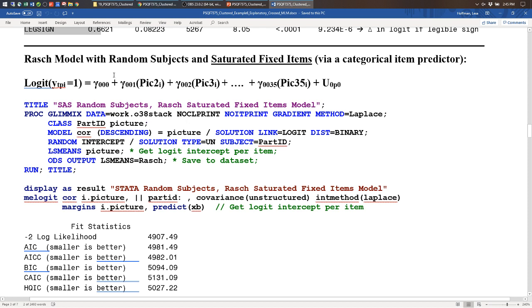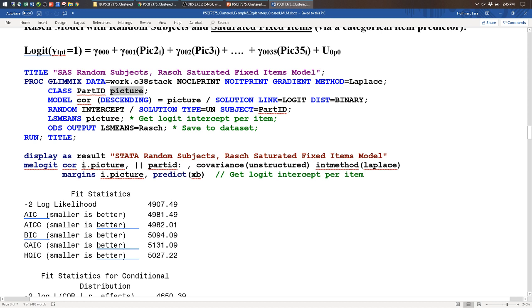Next model, Rasch model with random subjects and saturated fixed items. So I'm using GLIMMIX to estimate a 1-parameter logistic model, or what's known as the Rasch model. This is treating items as a fixed effect in that each item gets its own easiness because it's additive and not subtracting. So picture is going in on the model, and it's also on class. The analog to that in Stata is i.dot.